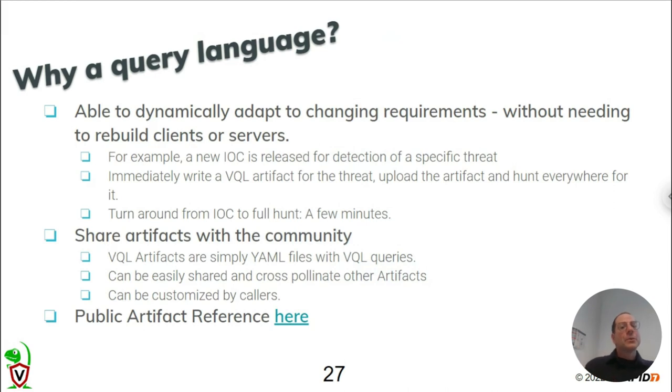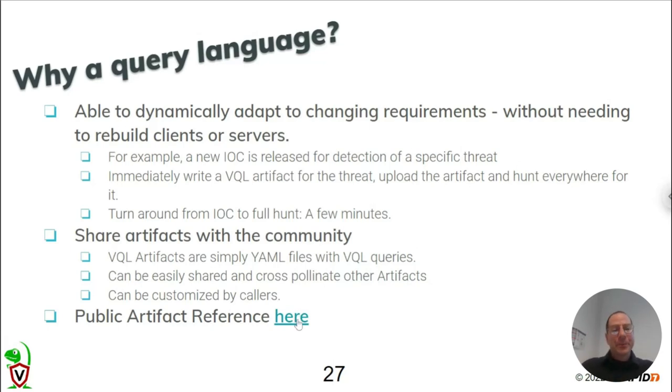Which is really cool. So the idea is that, for instance, most of the time, if a new IOC is released, then we can immediately write a query and then hunt it. And so we can really iterate through that in minutes. And then we can share those VQL artifacts.